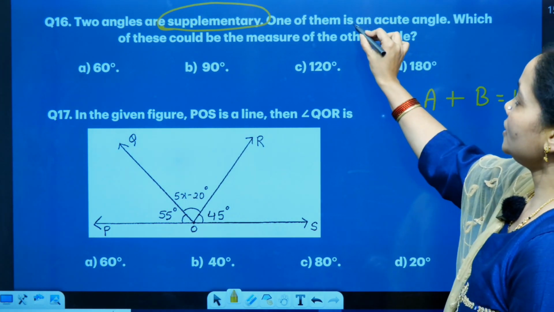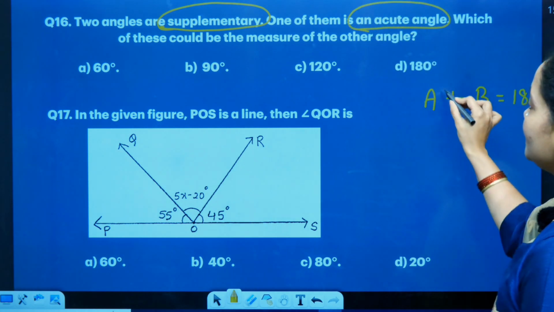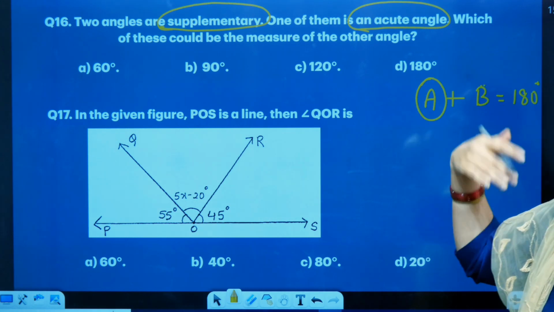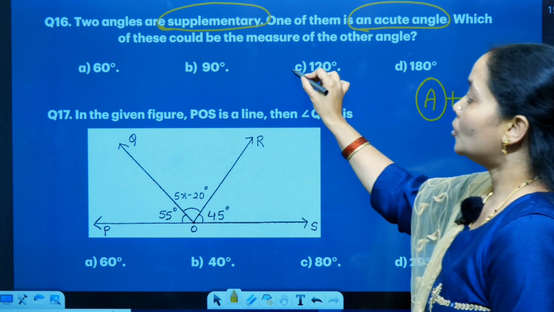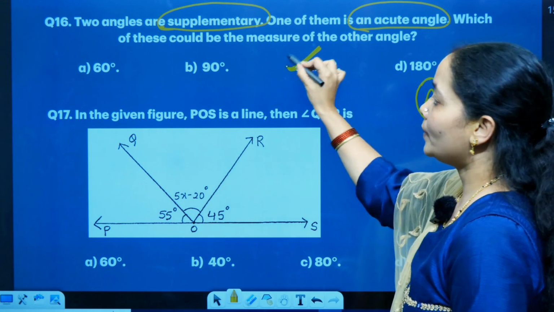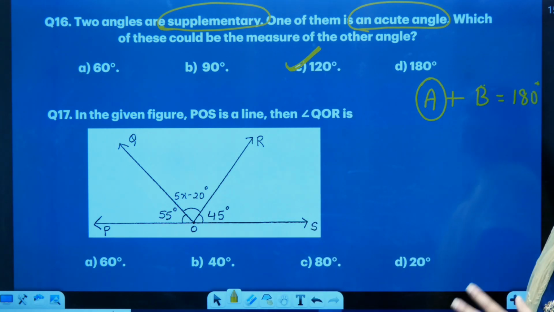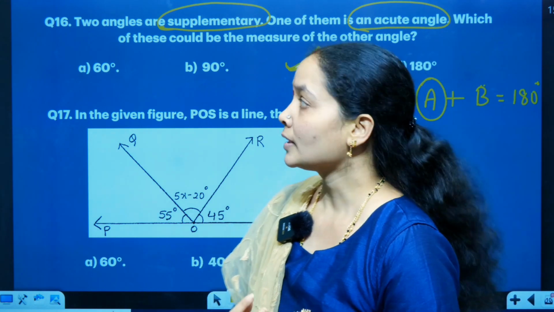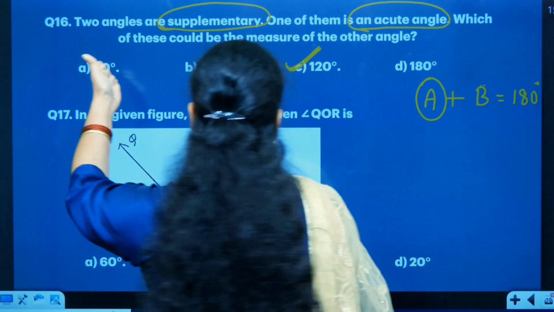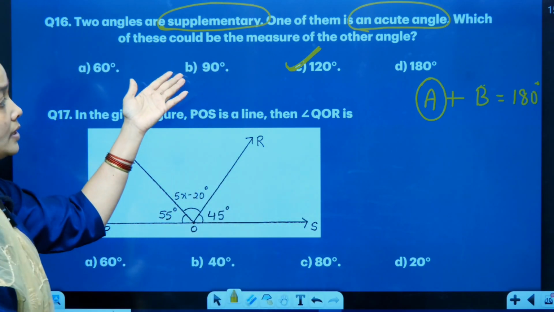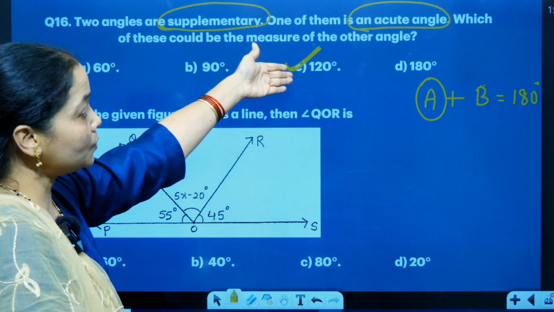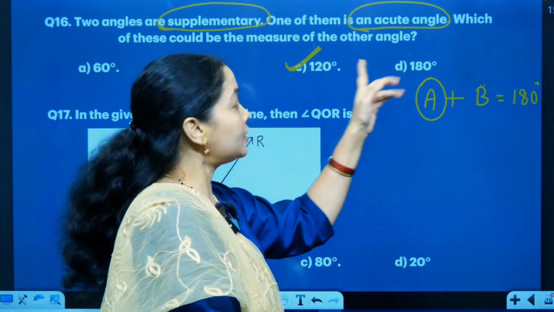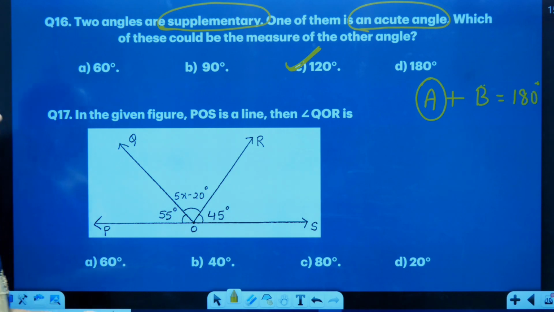Another clue given in the question is that one is an acute angle. So if I consider A to be an acute angle, then B will obviously be an obtuse angle, which is more than 90 degrees, that is 120 degrees. It has to be an obtuse angle, because if not, the sum cannot be equal to 180 degrees. In the options given, I have 60, which is acute, and option B is 90, which is a right angle. Option C is 120, that is obtuse. Obviously it can't be D because it is supplementary only, so option C is matching my answer.